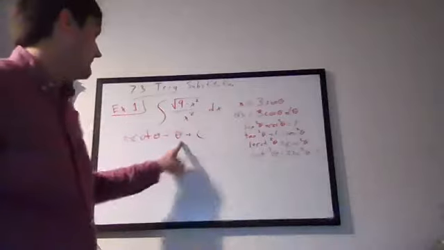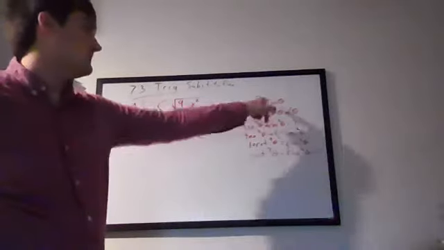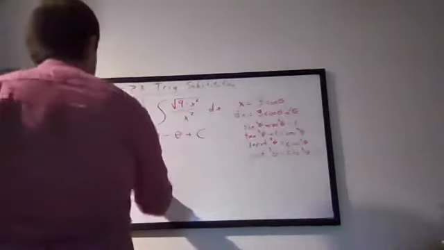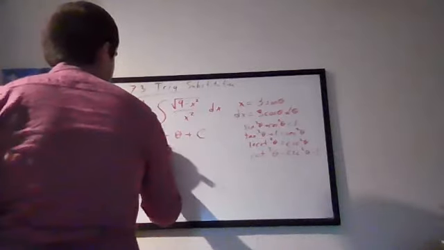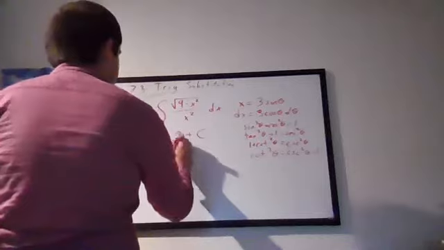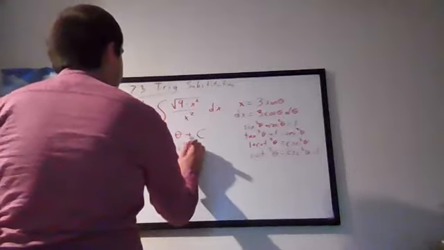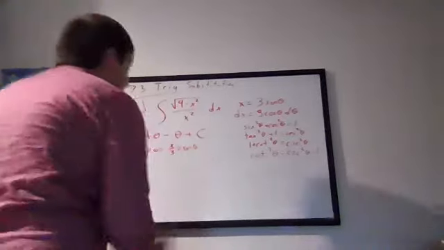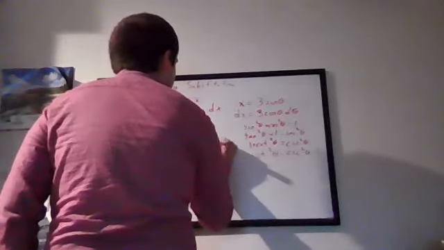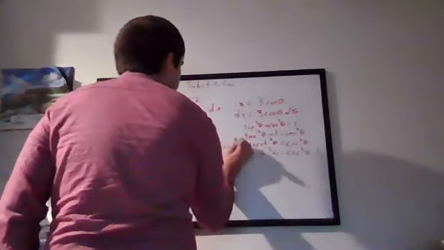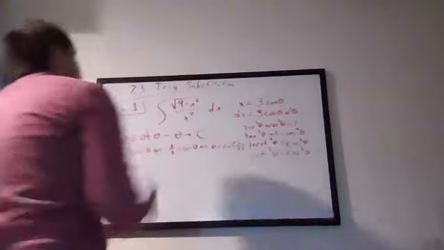Similar to last time, I have a theta term, so I can simply take x equals 3 sine theta and solve it for theta, right? Because I can take x over 3 equals sine theta, just dividing by 3 on both sides, and then taking the sine inverse, I get that theta equals sine inverse of x over 3. Okay, so that part's good.